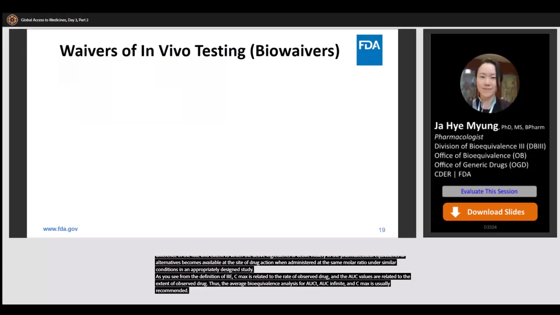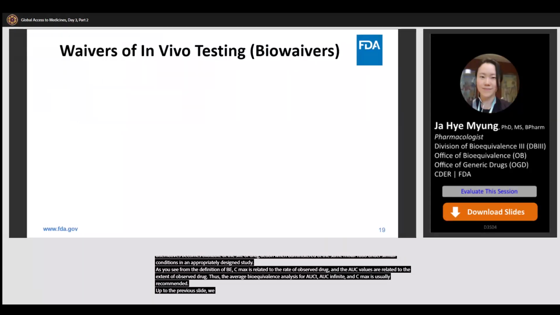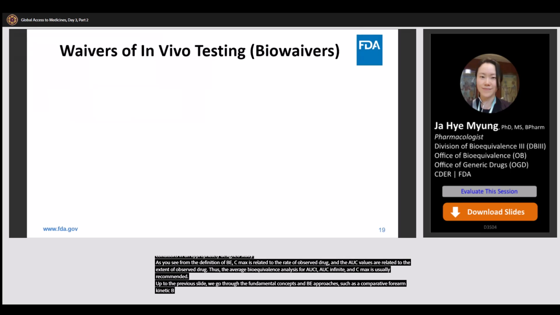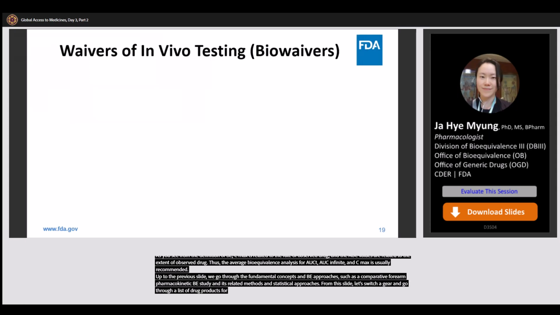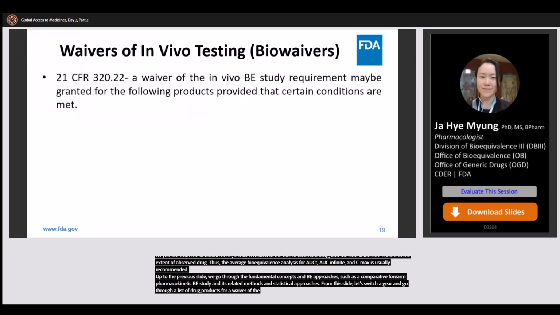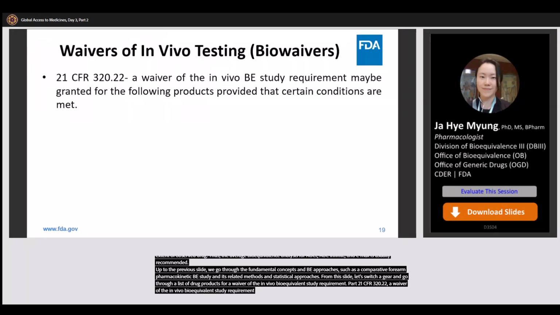Up to the previous slide, we went through the fundamental concepts and BE approaches, such as a comparative pharmacokinetic BE study and its related bioanalytical methods and statistical approaches. From this slide, let's switch gears and go through a list of drug products eligible for a waiver of the in vivo bioequivalence study requirement. Per 21 CFR 320.22, a waiver of the in vivo bioequivalence study requirement may be granted for biowaiver drug products if certain conditions are met.